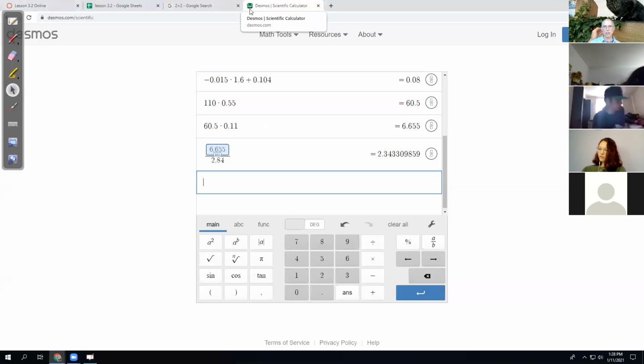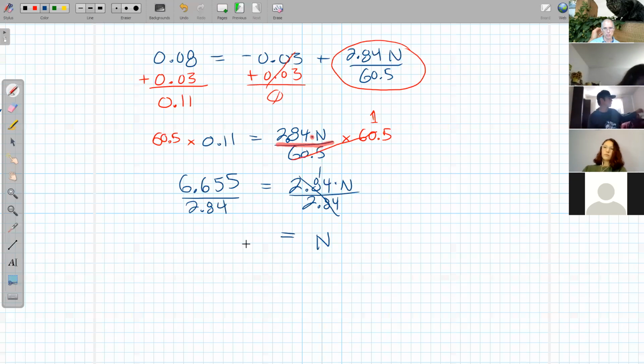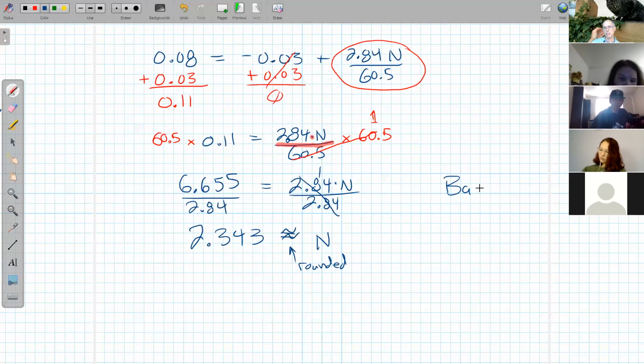It's 2.343. Another thing is I'm going to put a wavy equals sign here because the wavy equals sign reminds me that I rounded. Get that? All right, so the original question was, how many drinks could she have so that the BAC was, no, it was less than, I want the BAC to be less than 0.08.